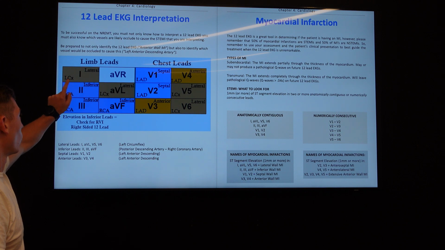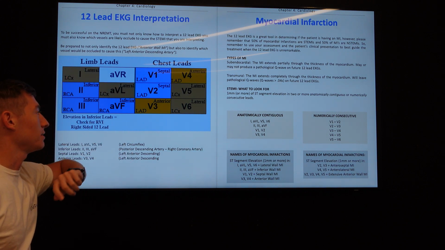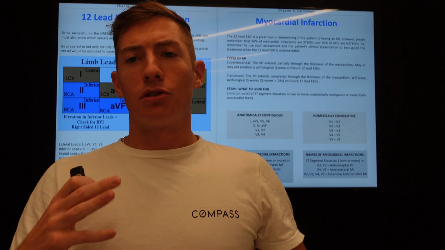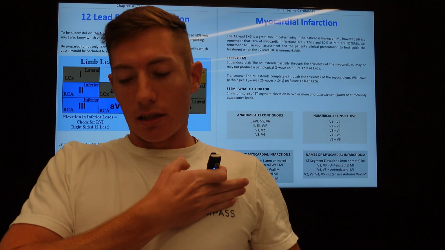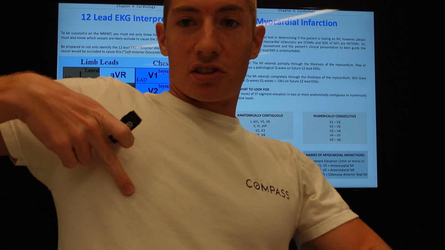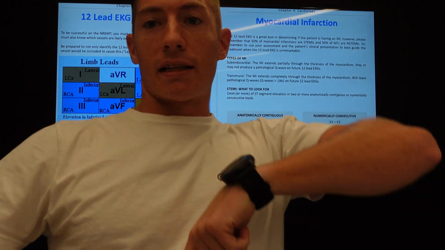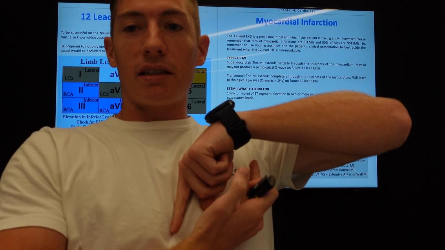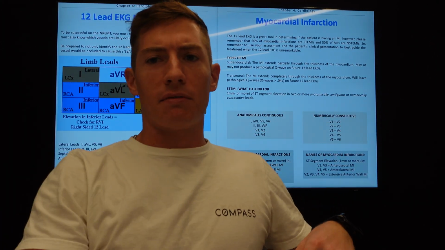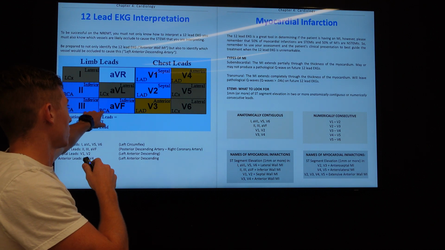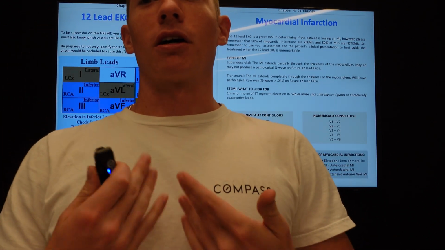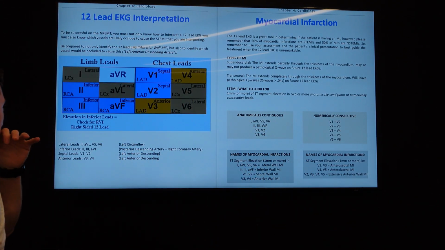Inferior, we have 2, 3, and AVF. AVF is straight down, so this is lead 1, and then going down towards the center is AVF, lead 2, and then back up, lead 3. So 2, 3, and AVF is your inferior. Each of these leads is reading from looking up at the heart from the bottom. Best way to picture that.